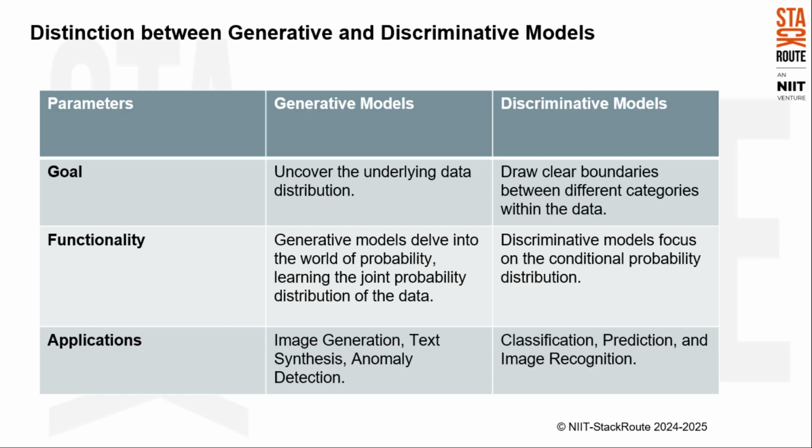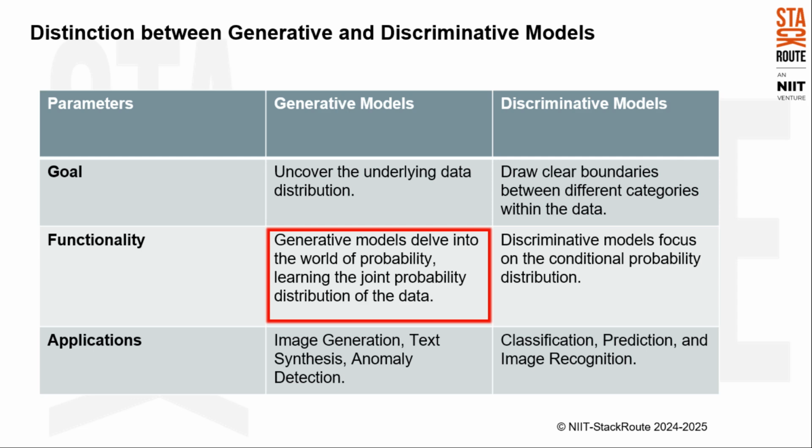With this understanding, just have a look at the table demonstrating the key differences between these two AI models. Generative models focus on understanding the underlying data distribution, while discriminative models focus on drawing clear boundaries between different categories within the data. Generative models delve into the world of probability, learning the joint probability distribution of the data.